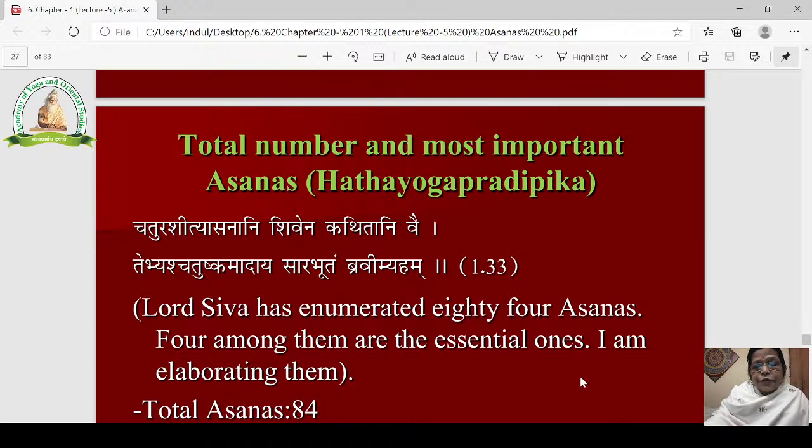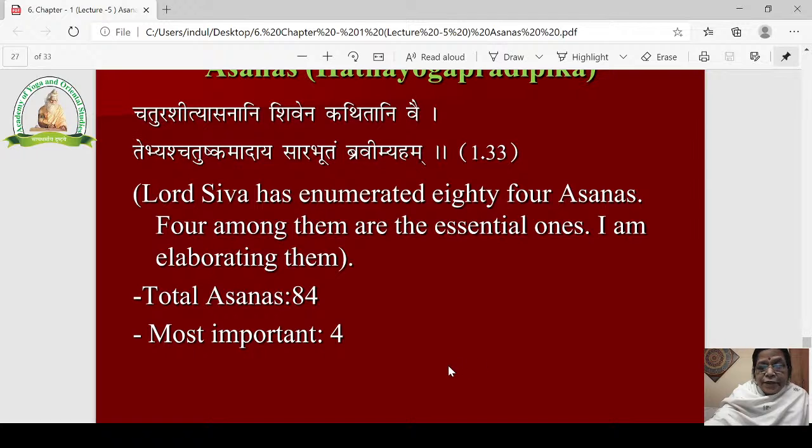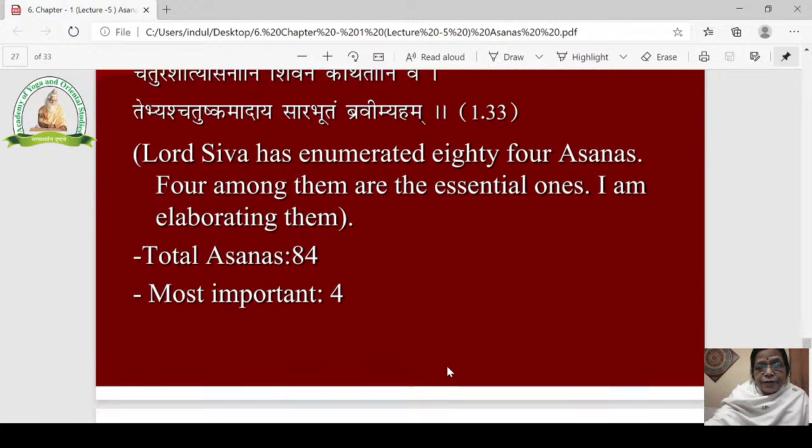Now, let us come to Hatha Yoga Pradipika, because we are discussing Hatha Yoga Pradipika. What is the total number and what are the most important asanas? Chaturasitya asanani shivena kathitani vai. Tebhyas chatushtayam adaya sarabhutam bravimyaham. Hatha Yoga Pradipika says Lord Shiva has enumerated 84 asanas, and among these, 4 are the essential ones. Swatmarama Swami, the author, said, I am going to elaborate them.